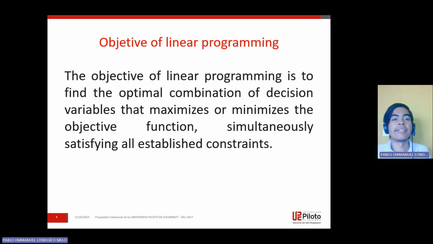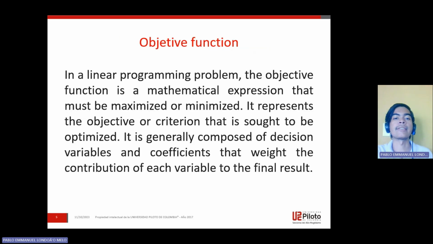What is the objective? Well, the objective of linear programming is to find the optimal combination of decision variables that maximize or minimize the objective function, simultaneously satisfying all established constraints.